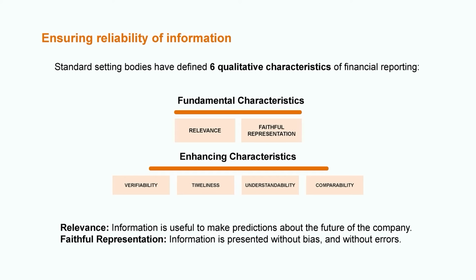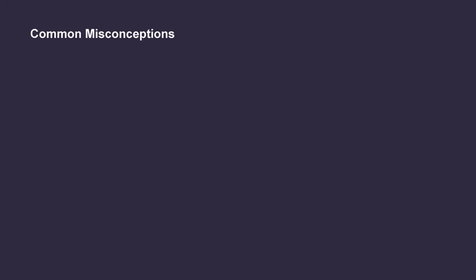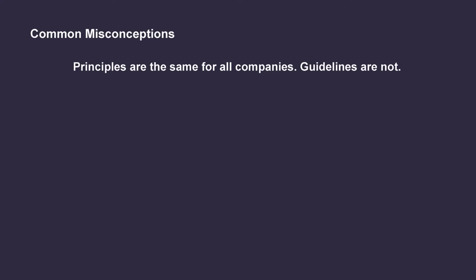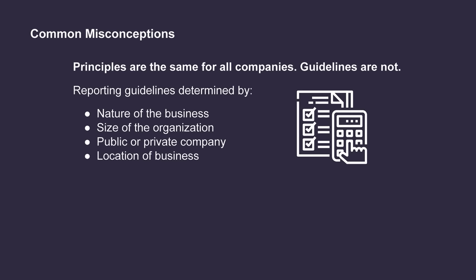Now that we have a clear understanding of the financial reporting principles, let's talk about a common misconception. While it's true that companies must follow these basic principles when preparing financial statements, not all companies have to follow the exact same set of reporting guidelines. There are various reporting structures that companies can choose to follow depending on factors such as the nature of their business, the size of the organization, and whether they're public or private, as well as their location.